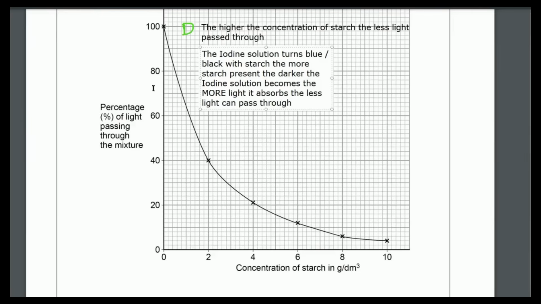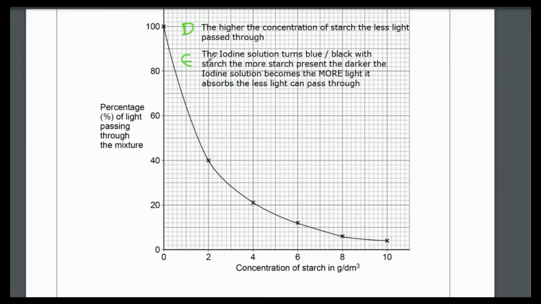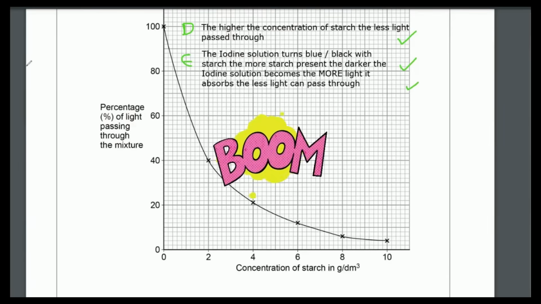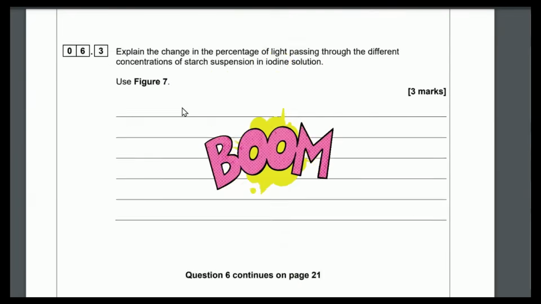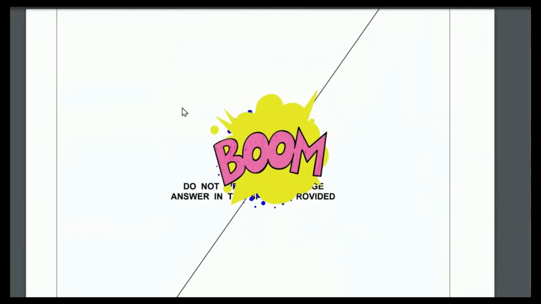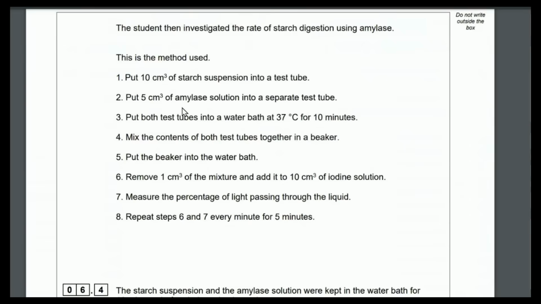So what was the first mark? The first mark was just to say, as the starch concentration increases, the percentage of light passing through the mixture decreases, less light passes through. This is because as we increase the starch concentration, the mixture is darker because it goes blue-black with starch, so less light can get through, more light is absorbed by the blue-black mixture, and that is the 3 marks. Boom!